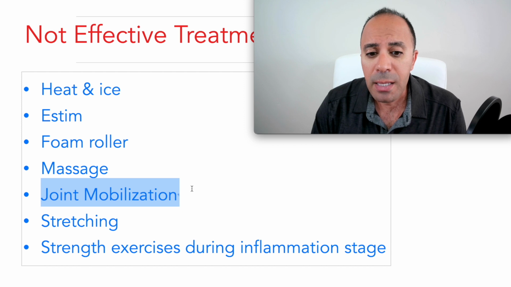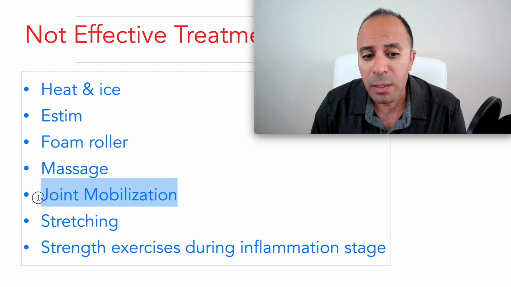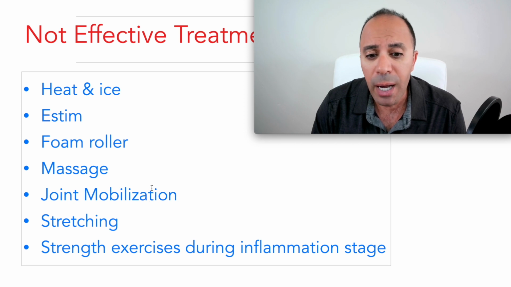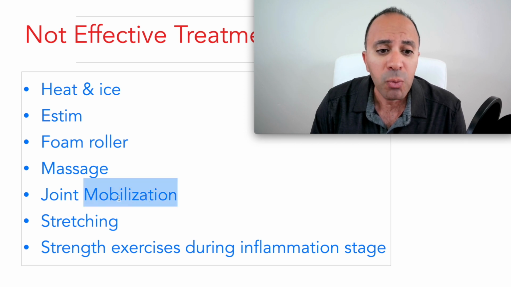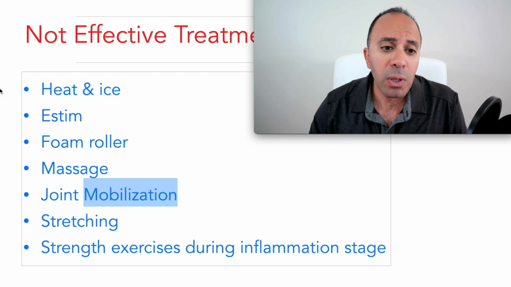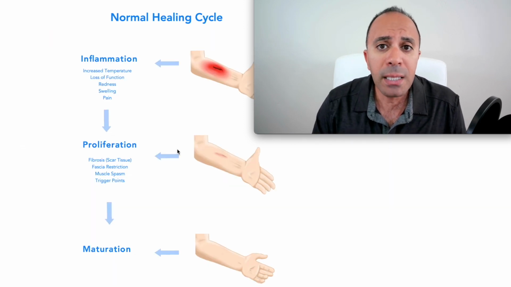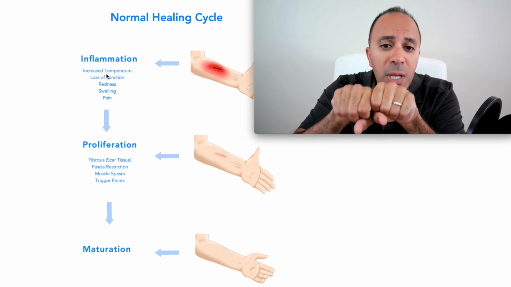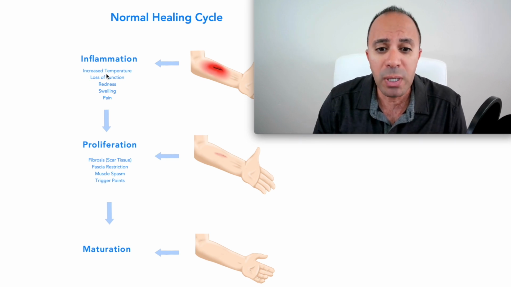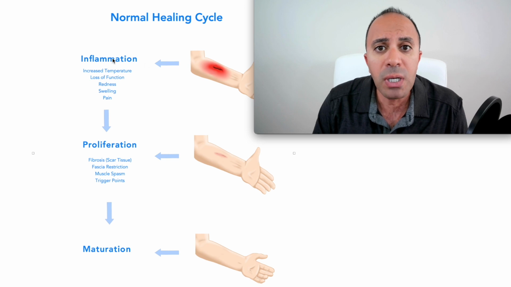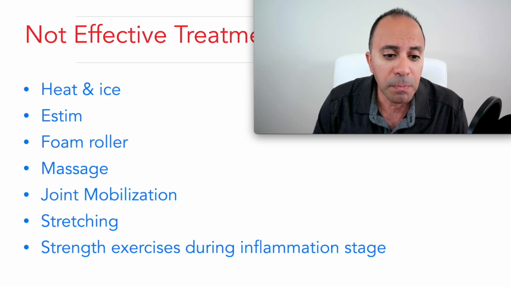The other thing that has been used by a lot of healthcare providers is joint mobilization, adjustment, or manipulation, which means actually moving the joint. So when we look at the healing cycle, what is that going to do? Actually, if you have inflammation and you rub the joint and keep mobilizing it, that's going to inflame it more. So it does not really do much to decrease the proliferation stage or help with the inflammation.